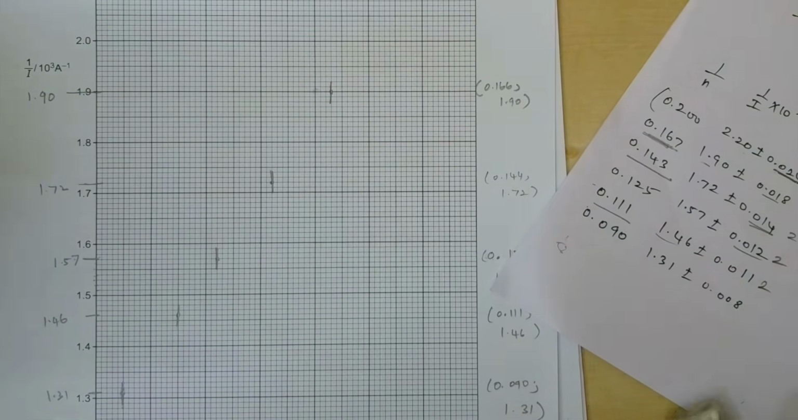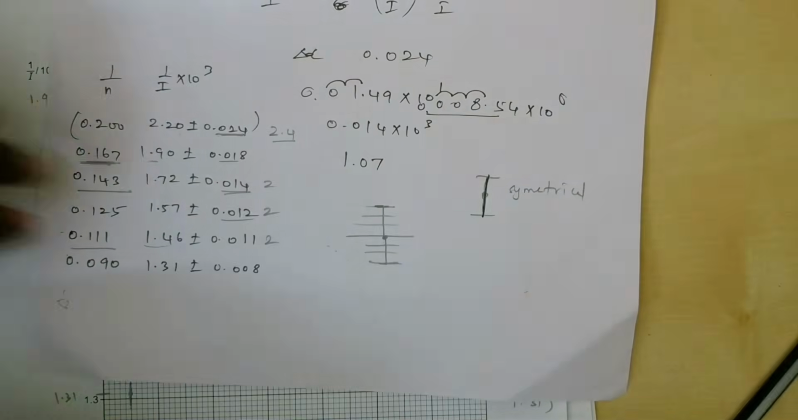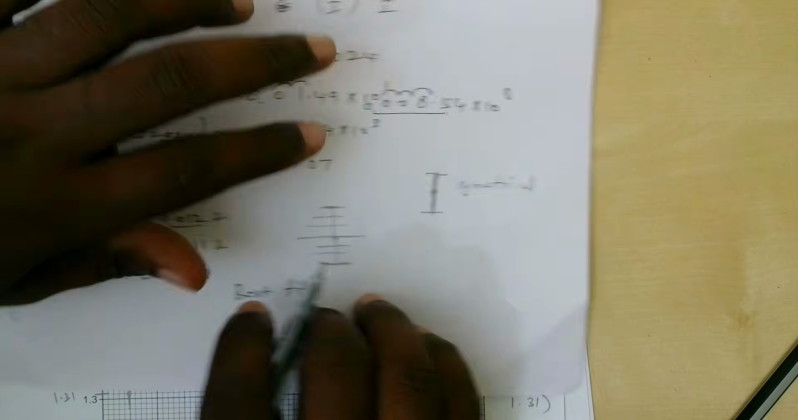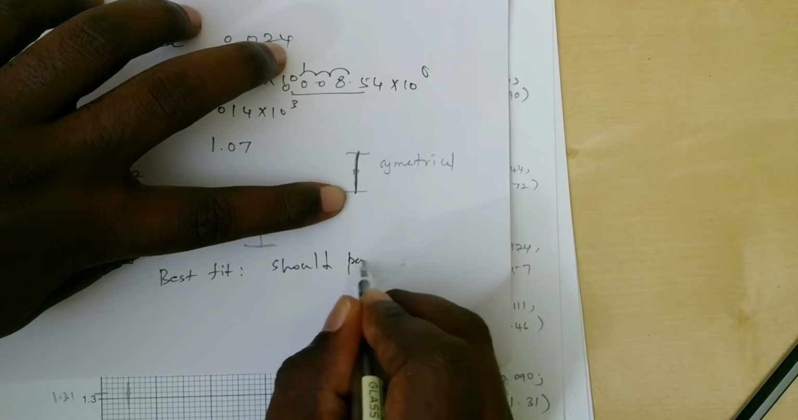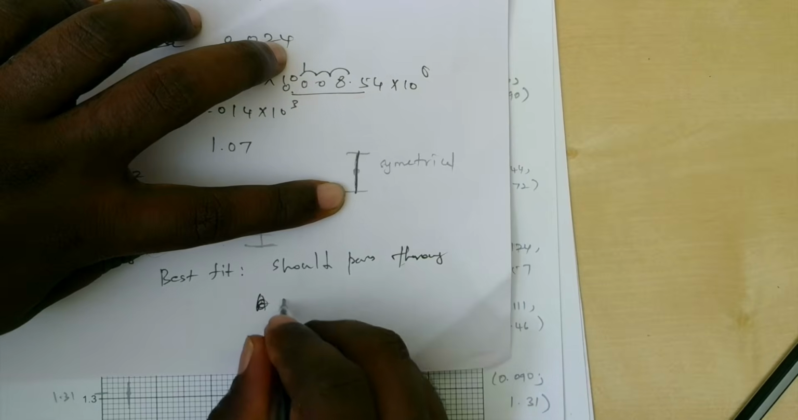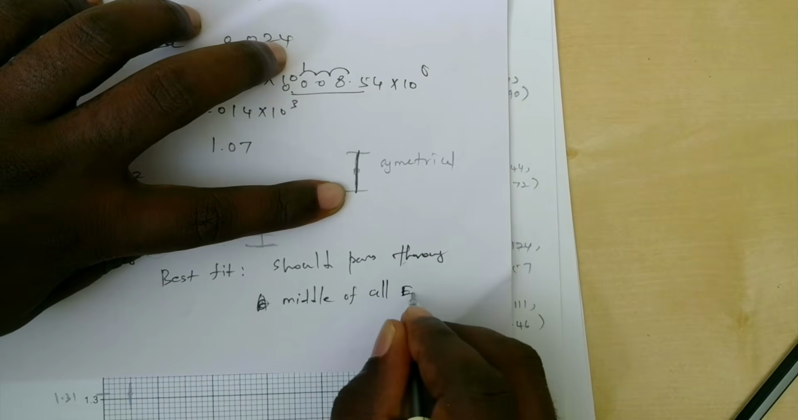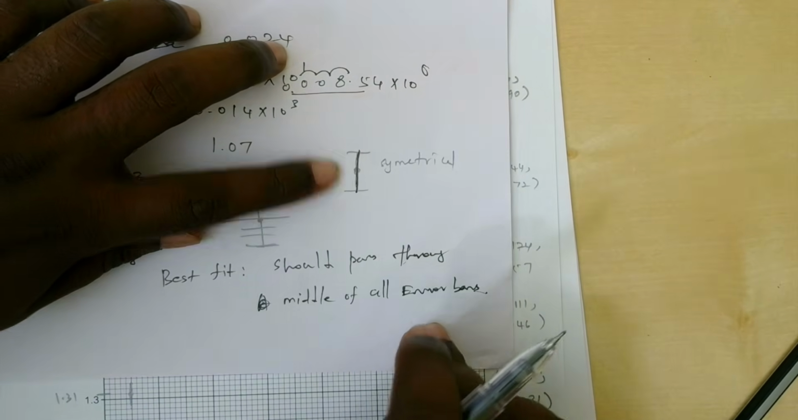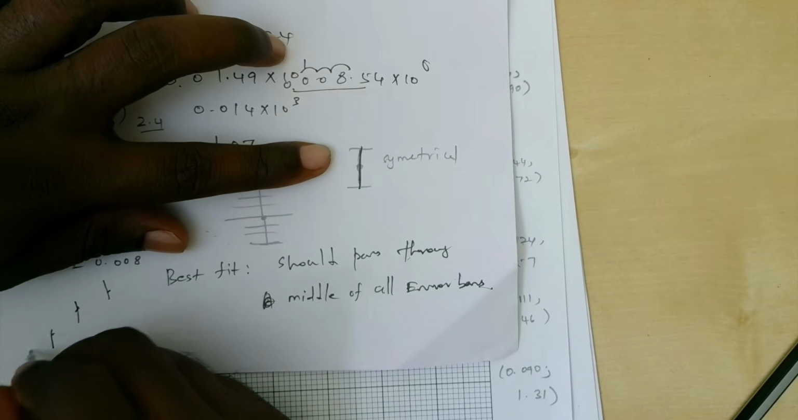Now what is the best fit? The best fit should pass through the middle of all the error bars. This is the definition of best fit. For example, if the lines are like this, it should pass through. Try to pass through all the middles.